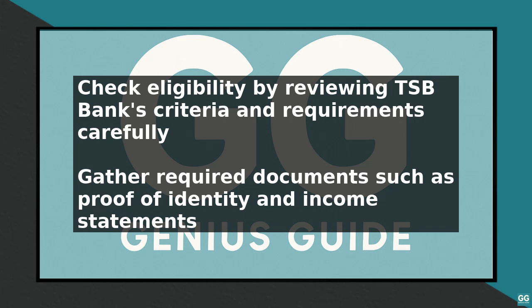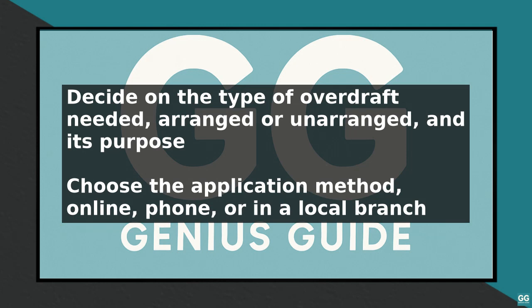Now, decide on the type of overdraft you need, which can be either an arranged overdraft or an unarranged overdraft. An arranged overdraft is a pre-agreed limit with TSB Bank, while an unarranged overdraft is when you exceed your account balance without a pre-agreed limit.